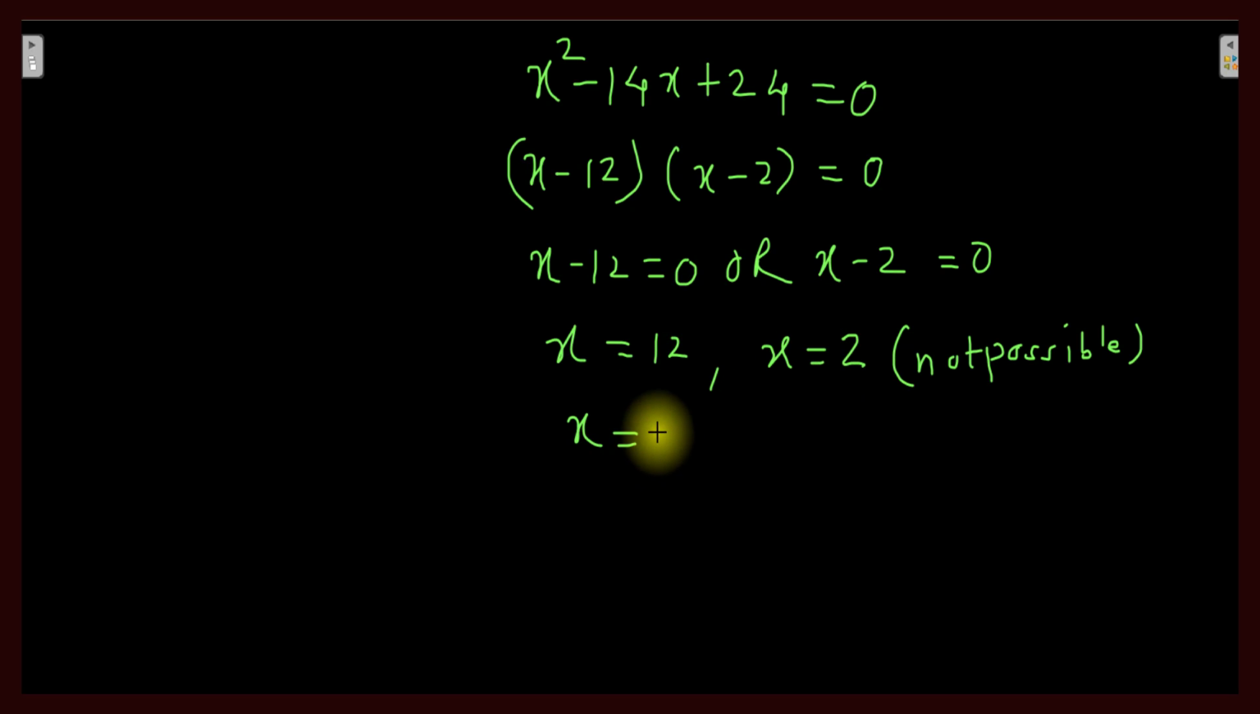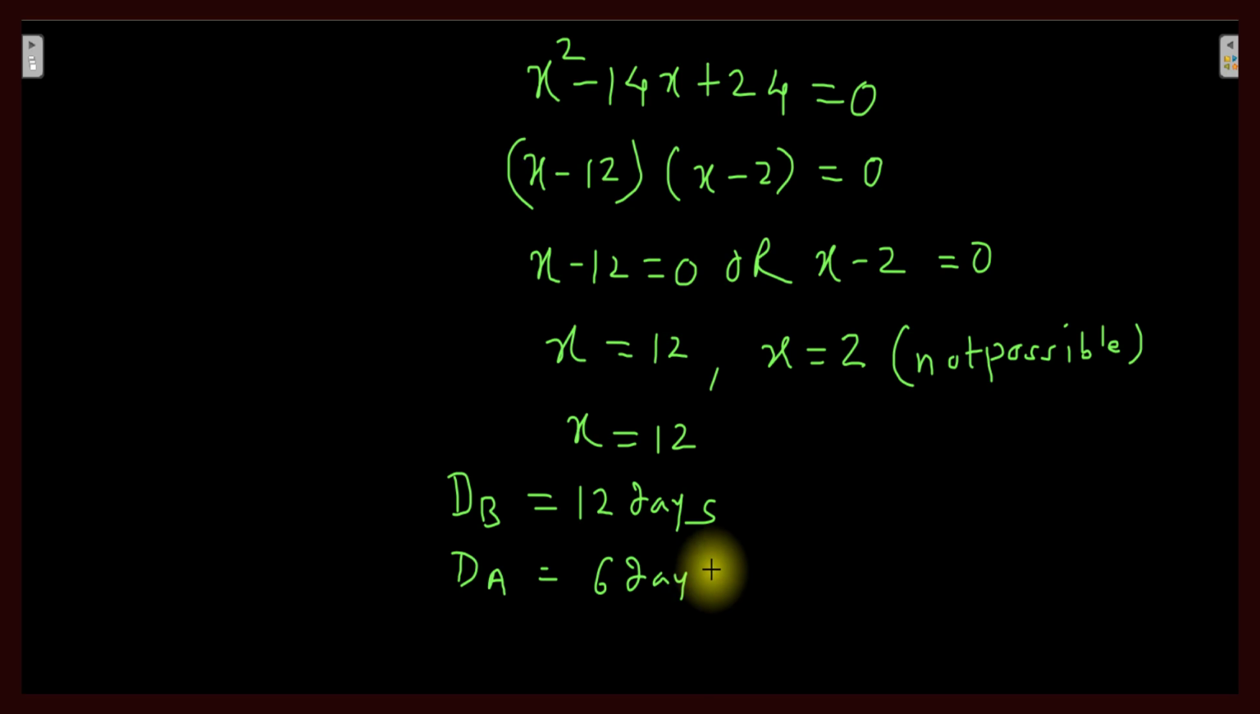So possible is what? x is equal to 12, and therefore the days taken by B to finish the work is 12 days, and days taken by A to finish the work will be 12 minus 6, and so it is 6 days. But we have to find only the number of days taken by B, and it is not asked, but still we are calculating it. So the correct answer will be 12 days.